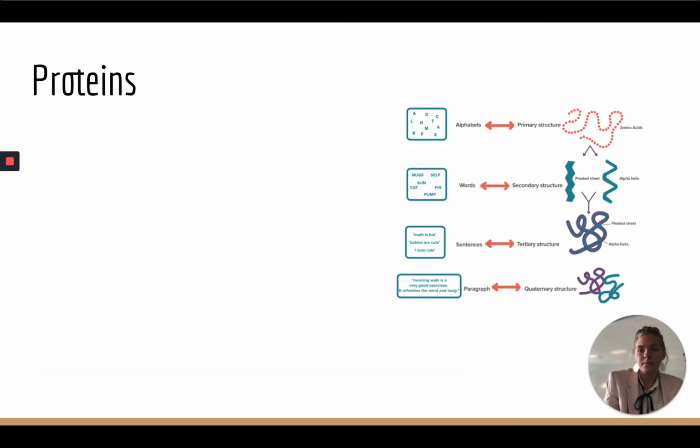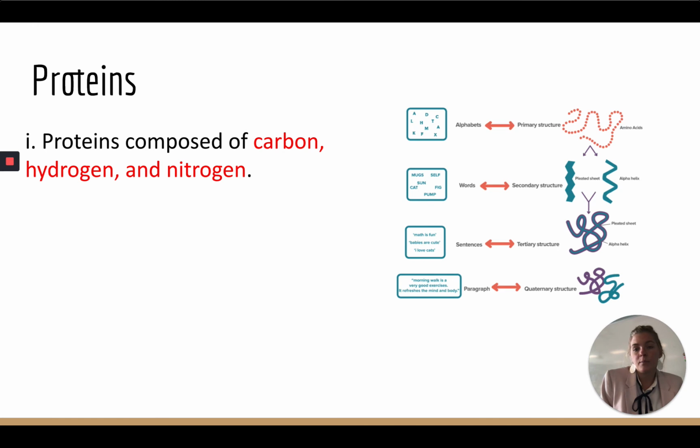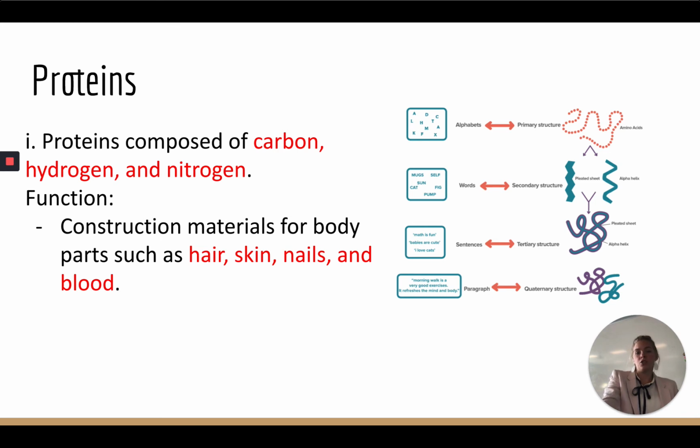Proteins. A protein is composed of carbon, hydrogen, and nitrogen. Remember that oxygen was used instead of nitrogen to compose carbohydrates, but proteins are made with nitrogen. The main function of a protein is to construct materials for your body parts, such as your hair, your skin, your nails, and your blood. So proteins help make things for your body. They also give you strength.